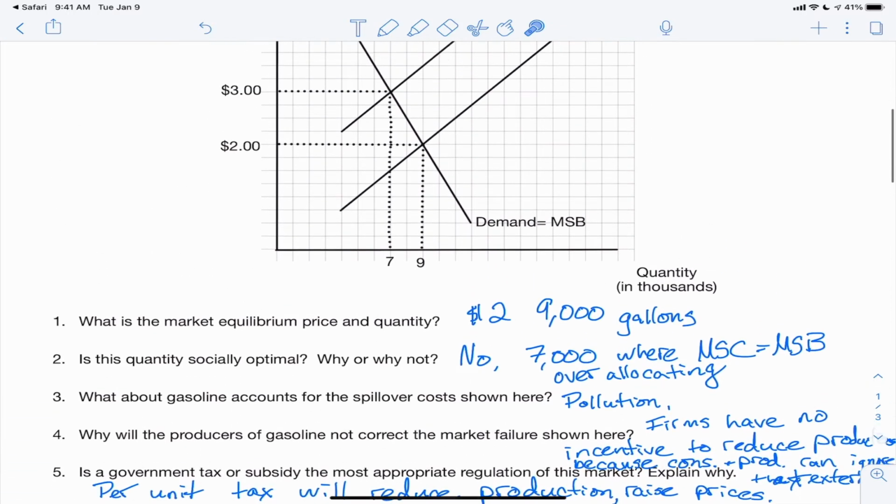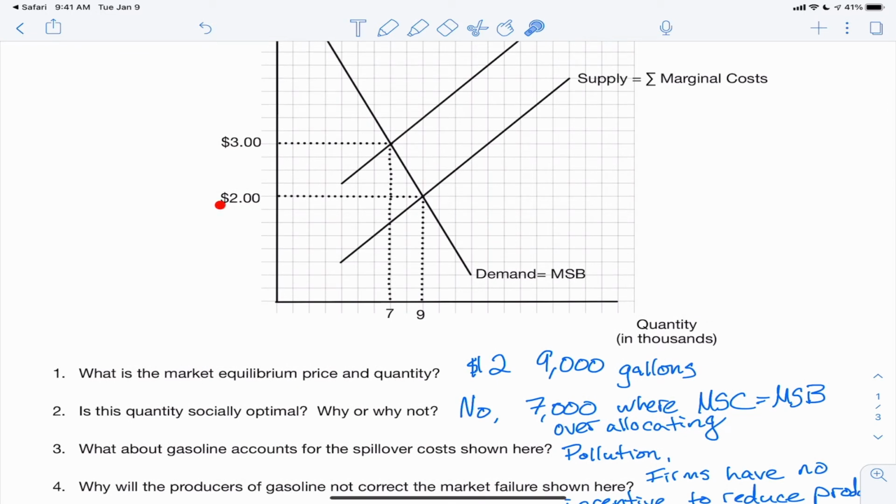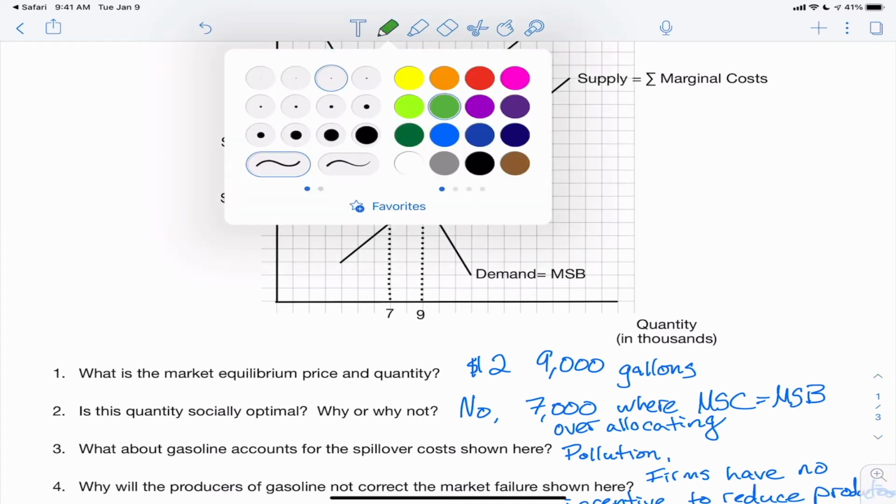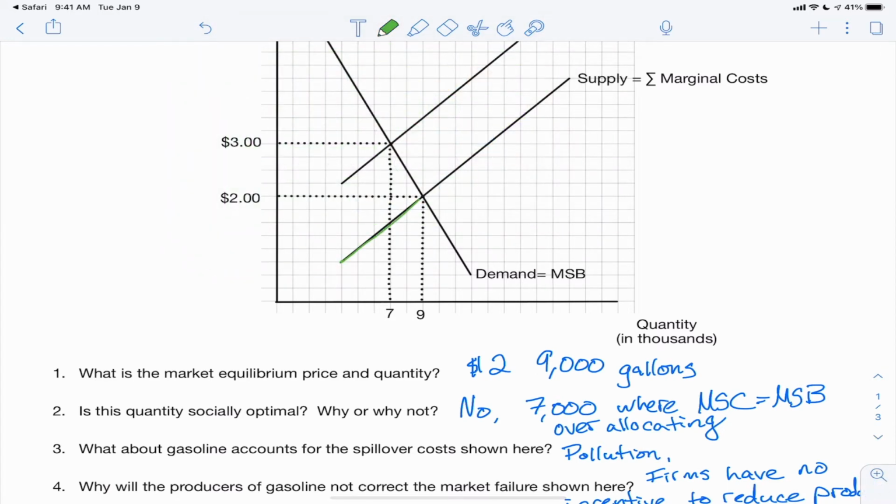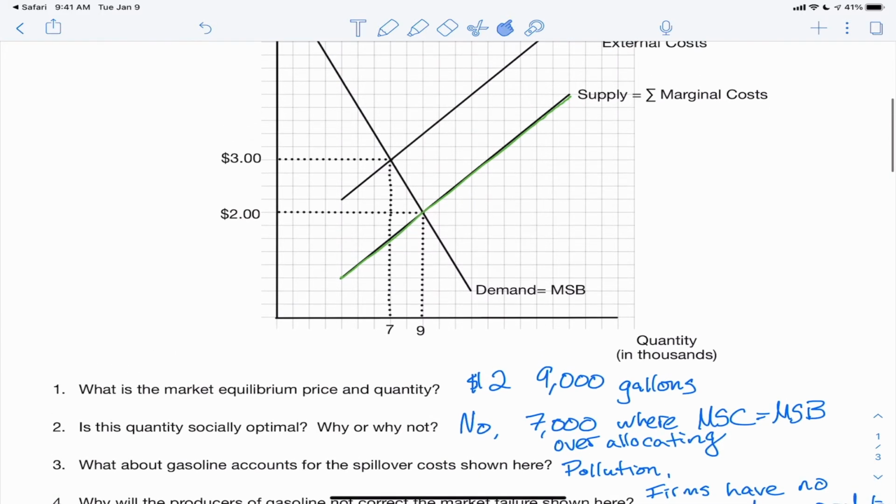So there's a temptation to say, oh, well, the price was $2 and the price is now $3, so we should have a $1 tax. That is actually incorrect. What we want to do is add to this marginal cost curve, the supply curve, a line that is going to coincide with the externality. And so if I can grab this, nope.